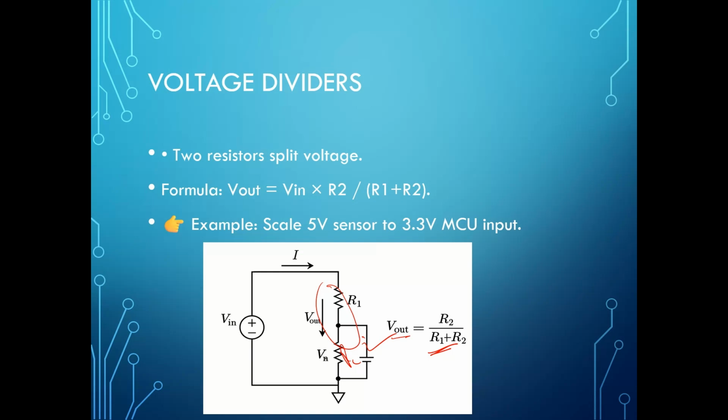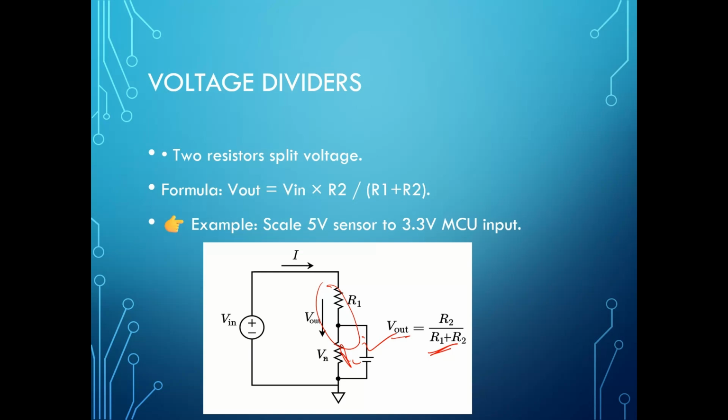If you have a 5 volt sensor connected to an MCU whose maximum is 3.3 volts, use a divider to safely scale down the voltage. This is the trick to use everywhere in IoT boards.